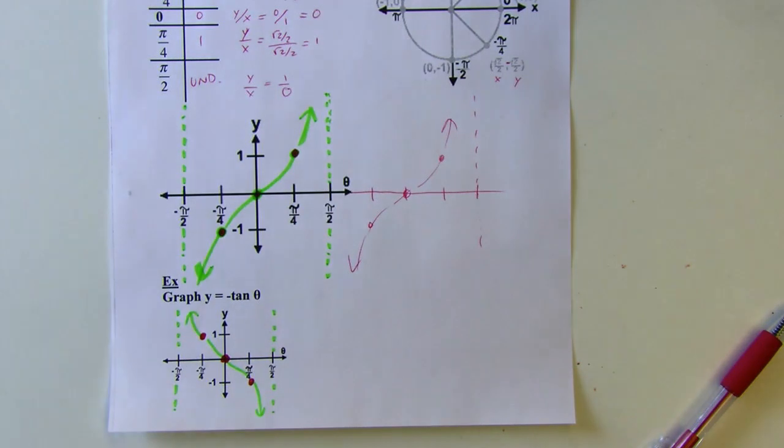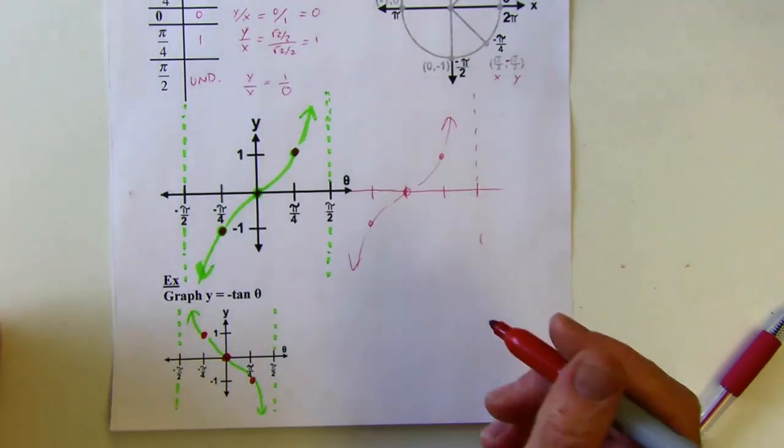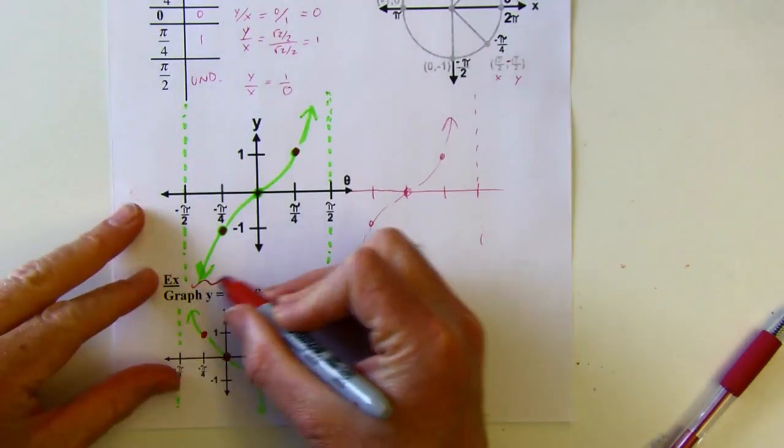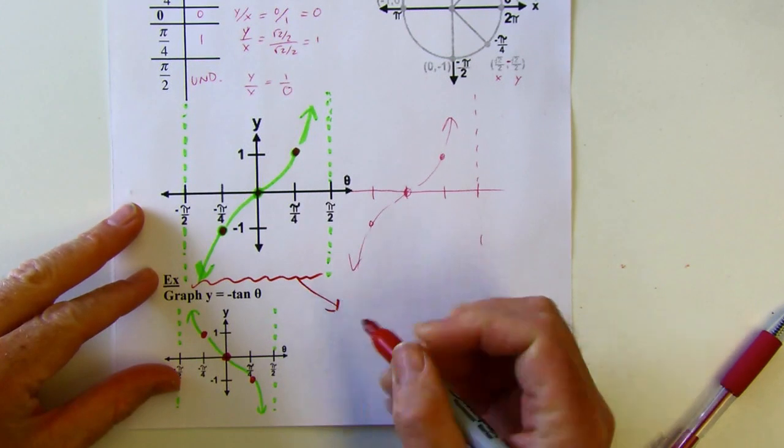Okay. All right. One thing that is super important about the tangent function that gets messed up a lot has to do with the period. So remember, the period is the length of one cycle.